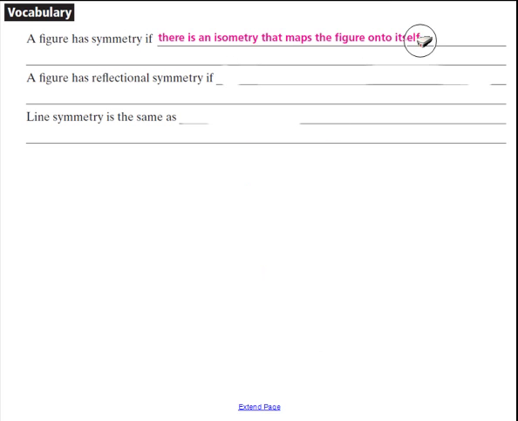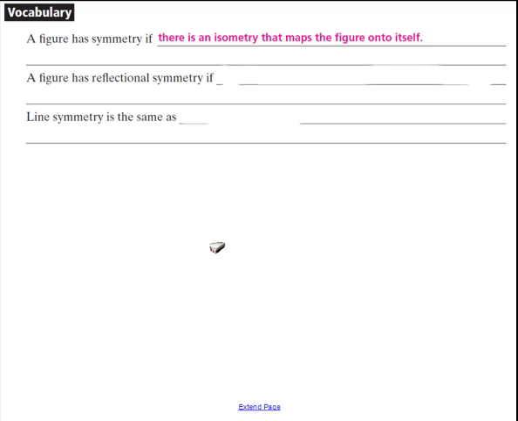Any figure is going to have symmetry if there's an isometry that maps the figure onto itself. So if I can slide the figure on top of itself, or rotate it and it then looks like itself, so any sort of isometry where you end up getting the figure that you started with, that's going to be something that has symmetry. And we're going to talk about several different types of symmetry. I think it'll make a little more sense once we start visualizing this.